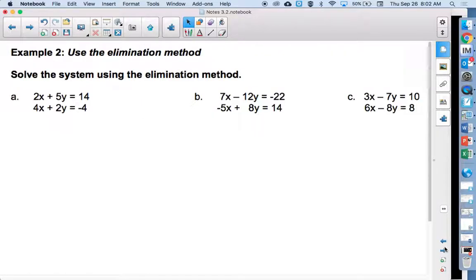So here's our elimination method. We have 2x plus 5y equals 14. 4x plus 2y equals -4. So how would we use elimination, Jack? What do you think?